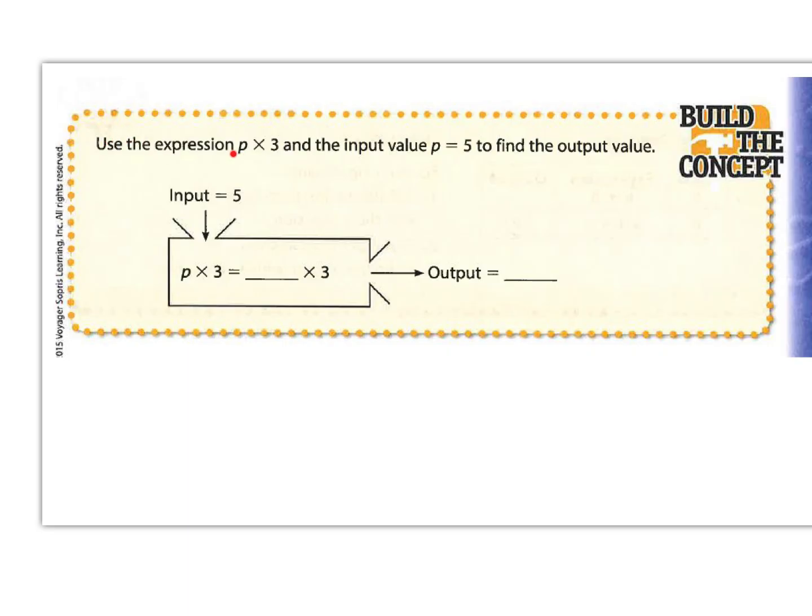Use the expression p times 3 and the input value of p equals 5 to find the output value. So we have to input 5 for p. So we're going to do 5 times 3, and then our output is 15. So an input is putting it in, and then the output is what you get.